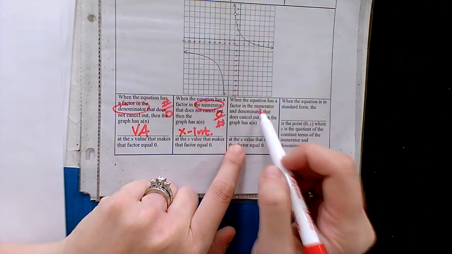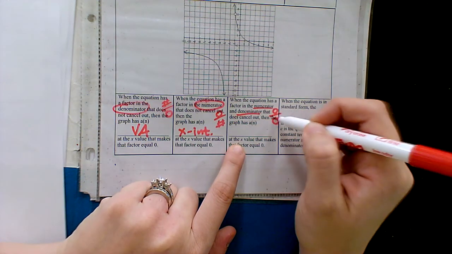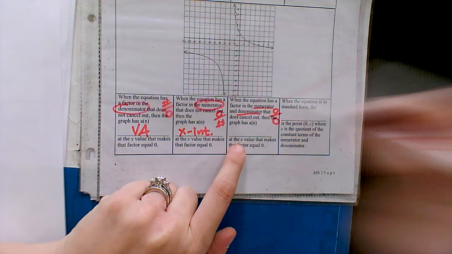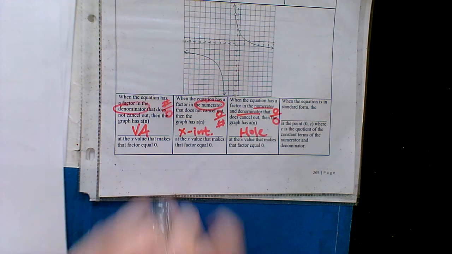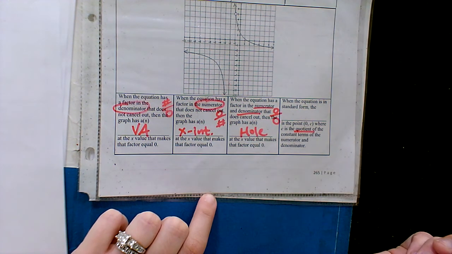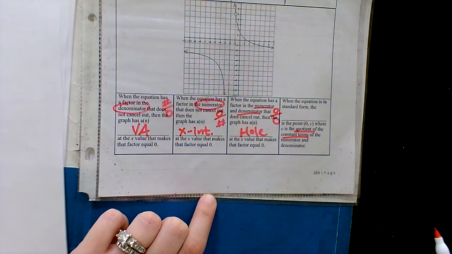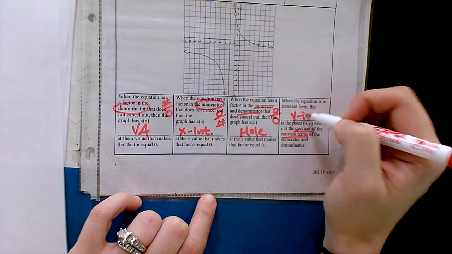What if we had a factor in the numerator and denominator that cancels out? AKA 0 over 0, yeah? That's a hole. Okay. And then what if we were to take the quotient, aka division, of the constant term of the top and the bottom? What would that give us graphically? Yeah? That's a y-intercept. All right, good.